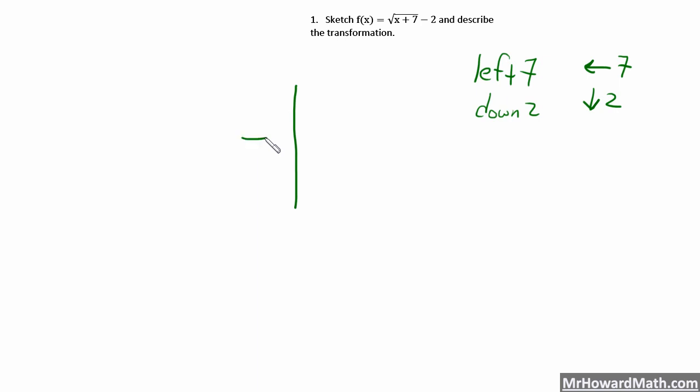So we just sketch this in. We need to draw the critical point, which is our anchor point or our starting point. So that would be left 7 down 2, which would be negative 7 comma negative 2 for that start point, and then it would just be like this. Alright, so that's question 1. Let's look at question 2 next.